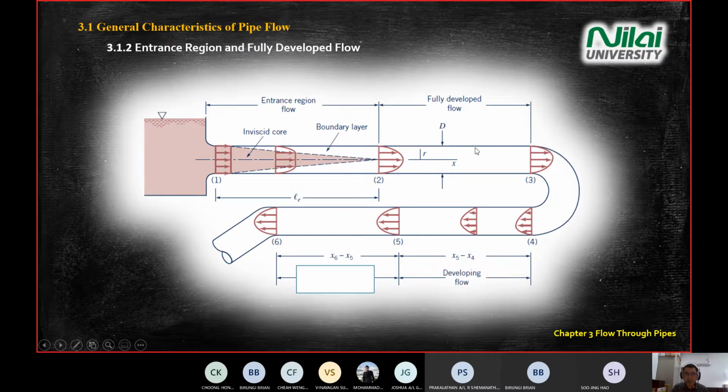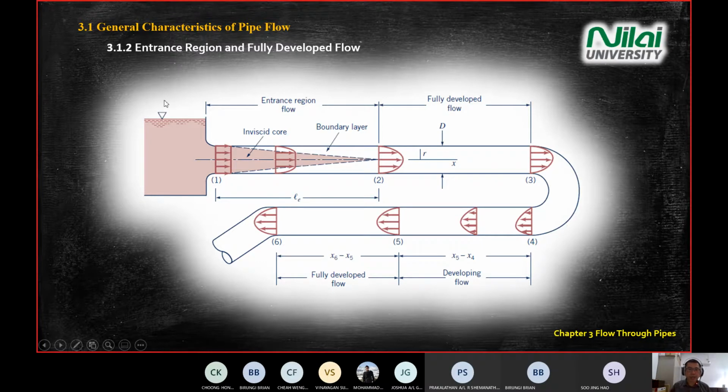And then when there's a corner, a turn, a T or something, right? In this case, I give you an example of a U-turn. Then you have a developing flow. Fully developed flow will change into developing flow, and then it will become fully developed again. So in a pipe system, the liquid will try to become stable and reach a fully developed flow, no matter where it goes, right?